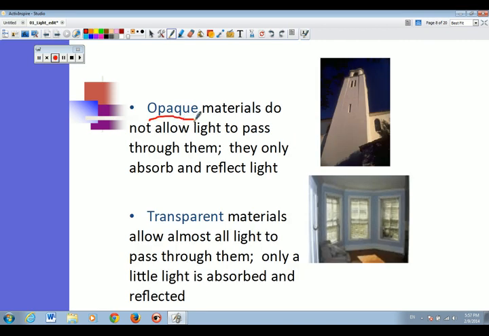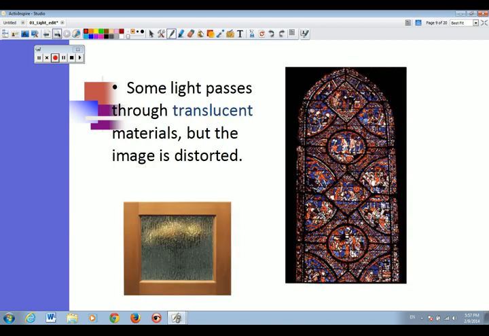A couple other words. Opaque means light does not pass through. If something is transparent, the light will still come through. Only a little bit of light is absorbed or reflected. So if it's transparent, a lot of the light is getting through. If it's opaque, none of the light is getting through. If some of the light passes through, it's called translucent. The image will be distorted, but some of the light is getting through.